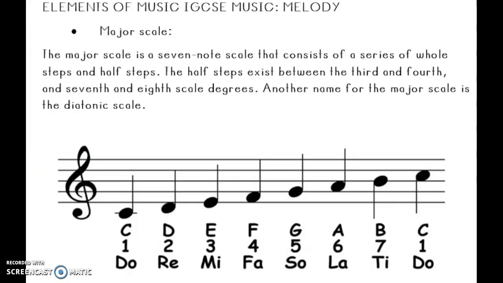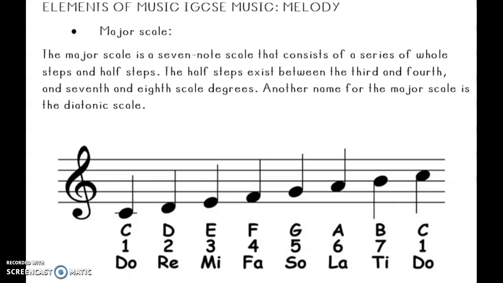The major scale. The major scale is a 7-note scale that consists of a series of whole steps and half steps. The half steps exist between the 3rd and 4th and the 7th and 8th scale degrees. That's what we are doing in theory, and we know that we have 4 flats and 4 sharps and the C major scale that we have to know. Another name for the major scale is the diatonic scale. Diatonic because all the notes of the scale belong to that scale.